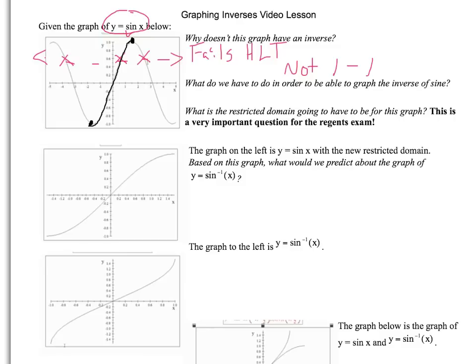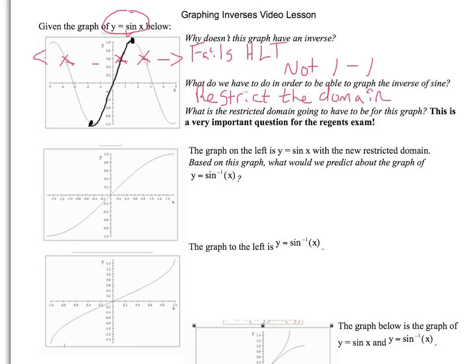Okay, so what I did is called restricting the domain. And it says, so we had to restrict the domain. So what do we have to do in order to be able to graph the inverse? Your answer there is restrict the domain. Mean only look at a piece of the graph.